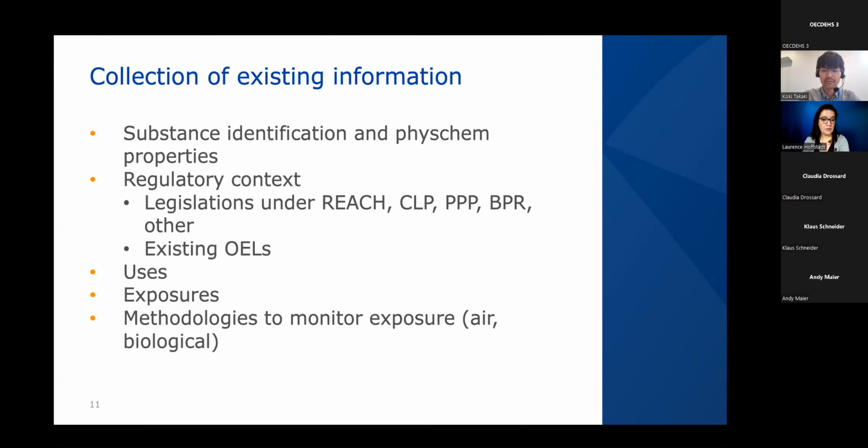We check the uses and whether the general population or part of it may be exposed to that substance. We look at the exposures during the manufacturing process or any others, and assess whether the control measures are sufficient and efficient. And finally, we collect information on the methodologies to monitor such exposures, so in the air, but also in other biological samples, and whether biomarkers of exposure can be identified by such methodologies.